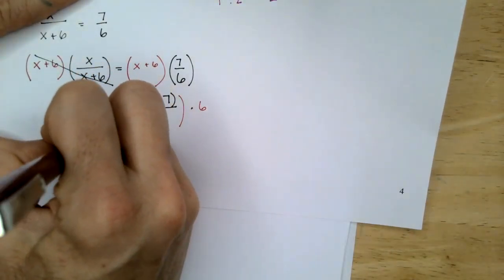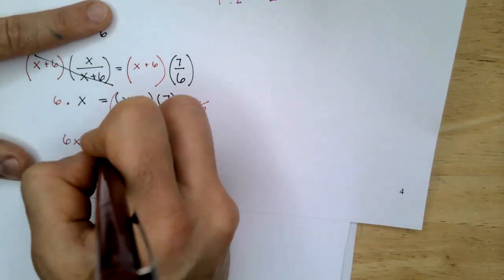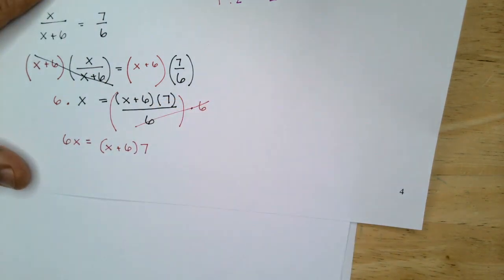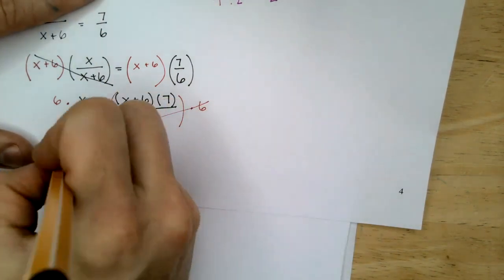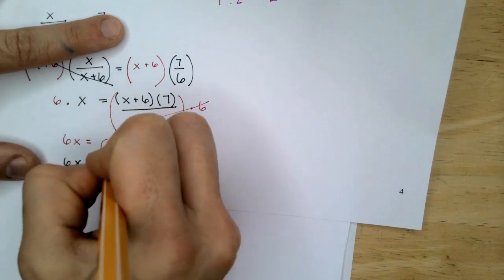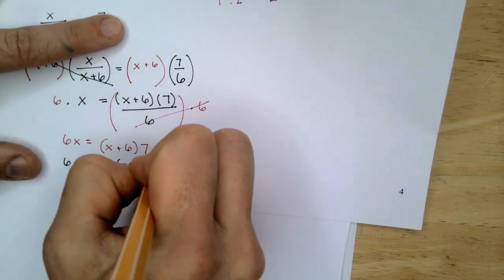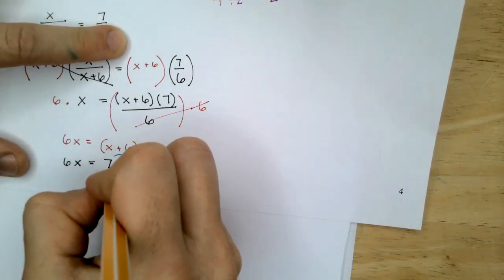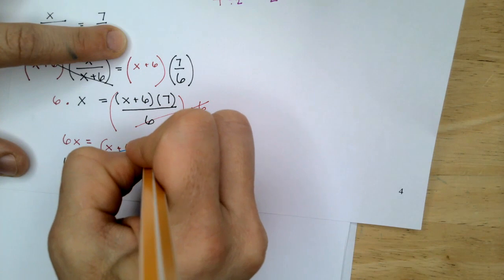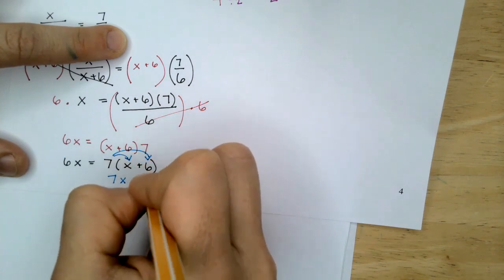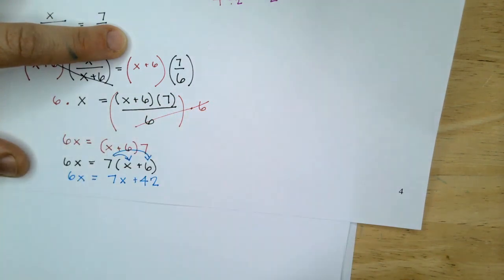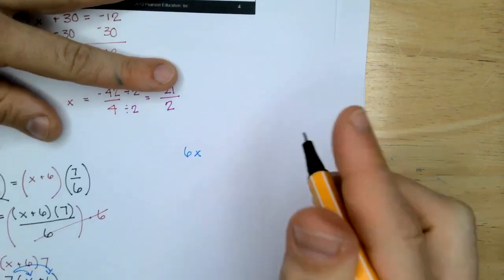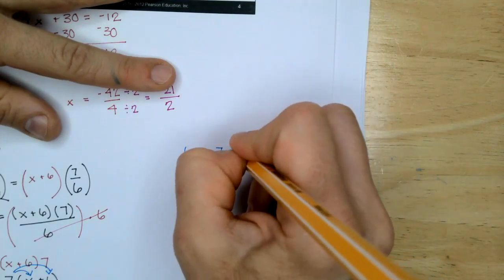Now we have 6x on this side equals (x plus 6) times 7 on this side, which is better written as 7 times the quantity x plus 6, right? We'll just distribute that now. The 7 becomes 7x plus 42 equals 6x. 6x equals 7x plus 42.